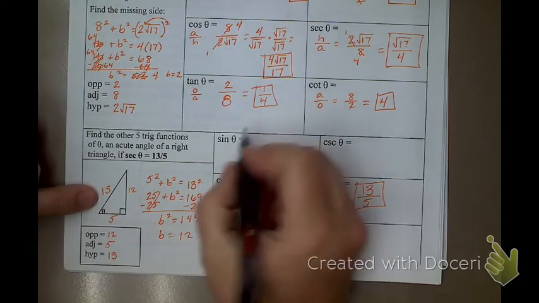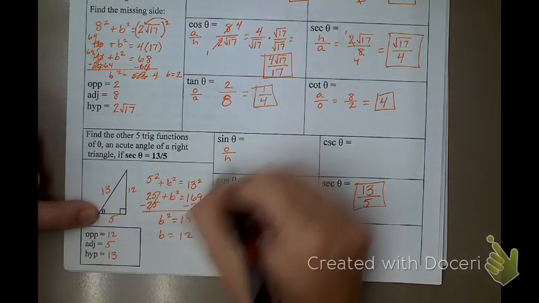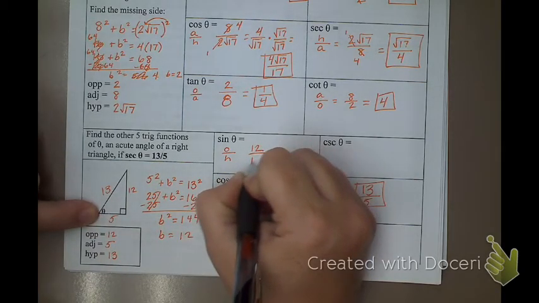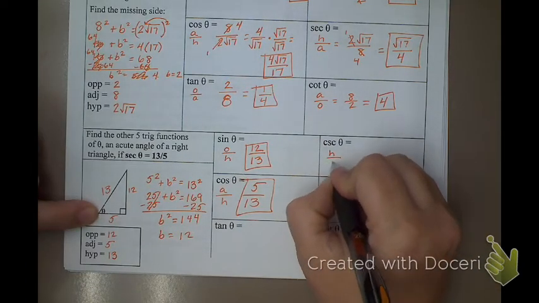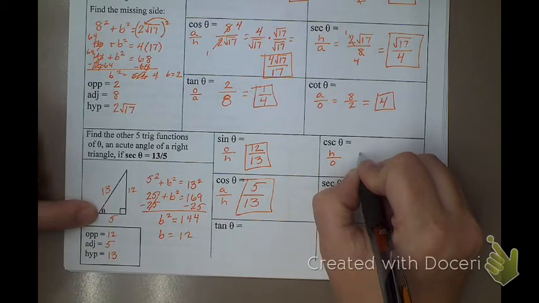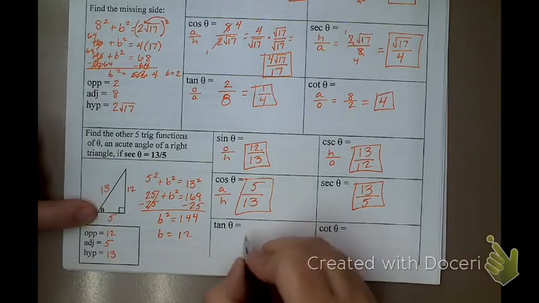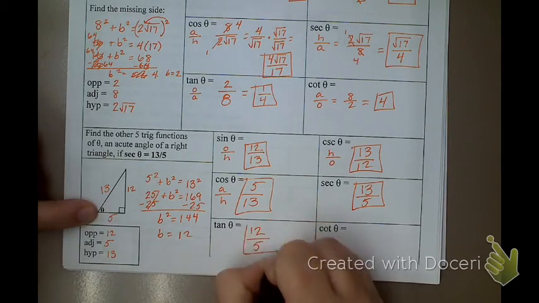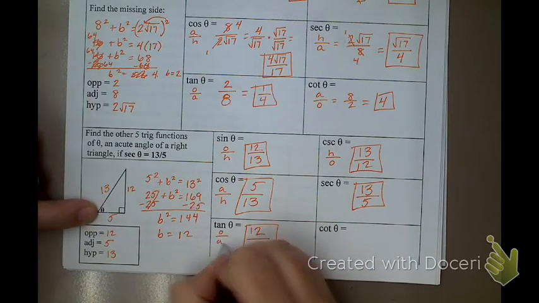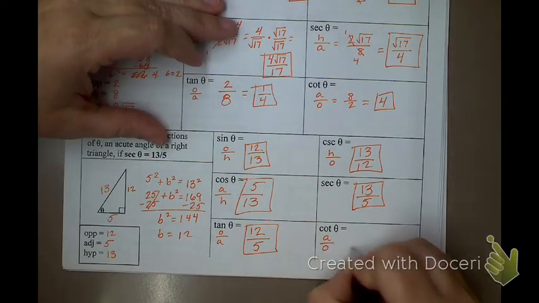So what's the sine of theta? That's going to be opposite over hypotenuse. Well, opposite is 12. Hypotenuse is 13. That's the sine. Cosecant is going to be the reciprocal, or the hypotenuse over the opposite. So that's going to be 13 over 12. Tangent is opposite over adjacent. Cotangent is going to be the reciprocal of that, or adjacent over opposite, which is going to be 5 over 12.